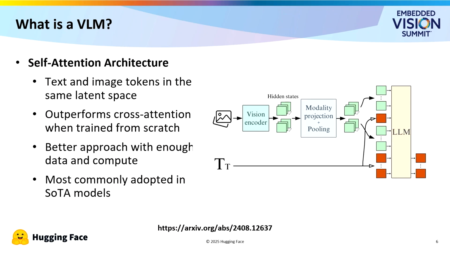The self-attention architecture is actually what we use in state-of-the-art architectures. So if you've heard of any of the recent vision language models, either from OpenAI, Hugging Face, Google, etc., they usually use this approach. And what you do is you feed in text and image tokens in the same latent space. You concatenate them and feed them to the transformer model together using different types of positional encodings. And it usually outperforms cross-attention with enough data when trained from scratch. And it outperforms the previous approach with enough data and compute.